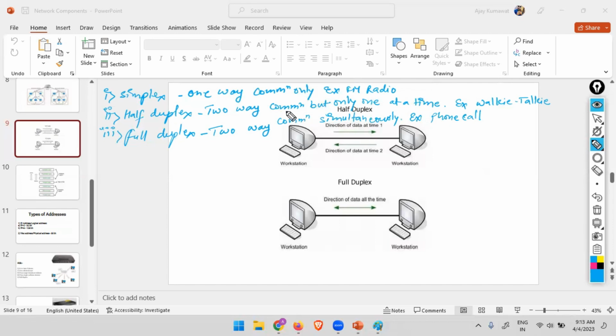Now, in case of half duplex, what will happen when both sides start communicating at the same time? Let's say you and your friend have a walkie-talkie and you both start speaking at the same time. What will happen? Collision. Collision will happen and none of you will get any information. Same thing happens here. If both the nodes try to communicate at the same time, there will be a collision.